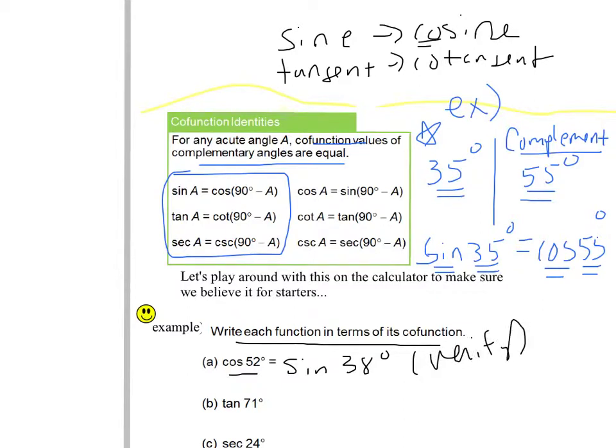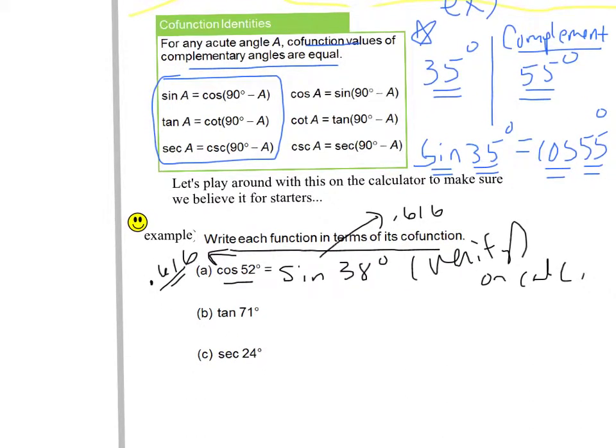Ready? Hit cosine of 52 degrees. Make sure you're in degrees on your calculator. And calculator is going to spit out 0.616, right? Rounded. So then go ahead and hit sine of 38 degrees on your calculator. And guess what? Spits out the same decimal equivalent. See? So you know you've done it right if you verify it. Note to self, verify on calculator. All right. Let's scoot that on down.